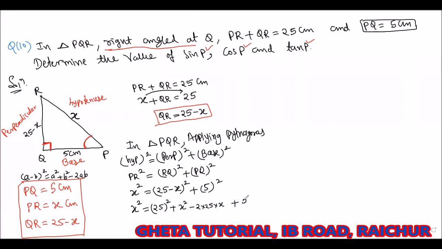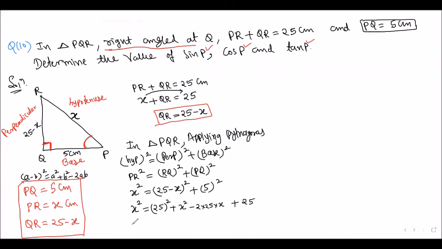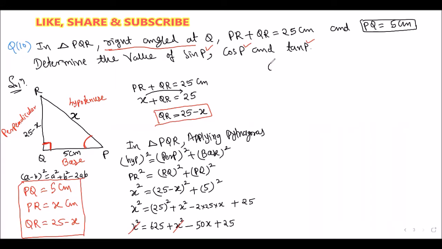Now plus 5 square becomes 25. So X square is as it is, 25 square becomes 625, plus X square as it is, minus 2 into 25 becomes 50, minus 50X, plus 25. Now X square and X square get cancelled. On the left hand side we have 0, so 0 is equal to 625 minus 50X plus 25.